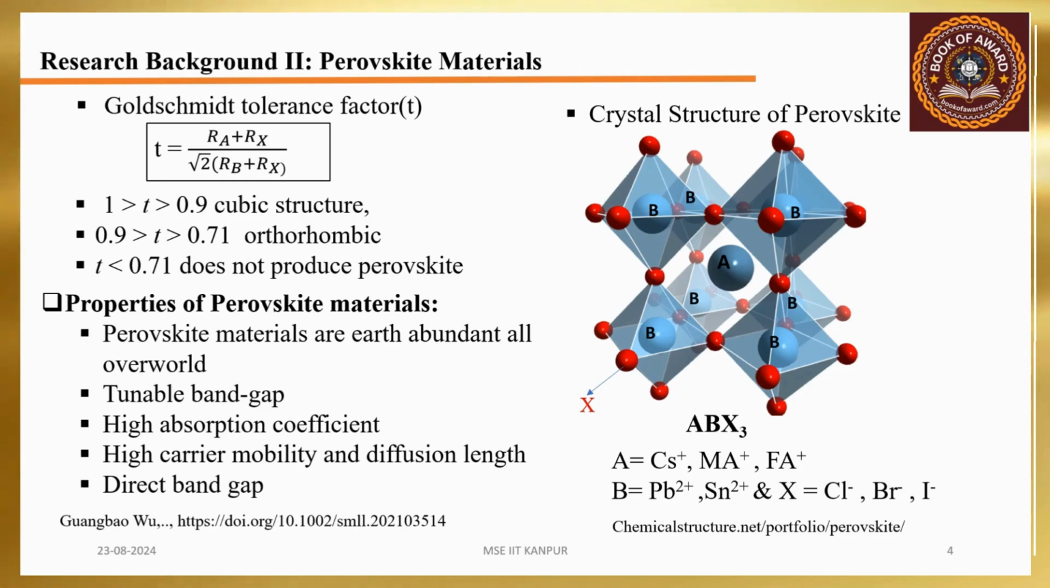Third, they have good electronic properties like high absorption coefficient, high carrier mobility, and high diffusion length. Perovskite materials have a direct band gap, so they can absorb a maximum amount of light. So these are the properties of perovskite materials due to which they are used in perovskite solar cells.